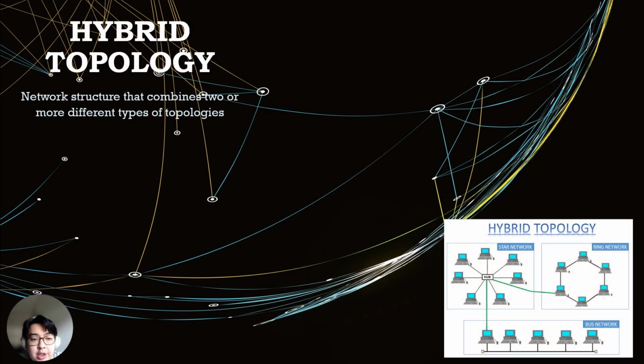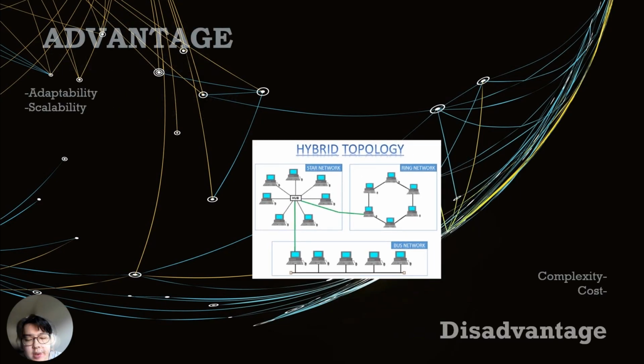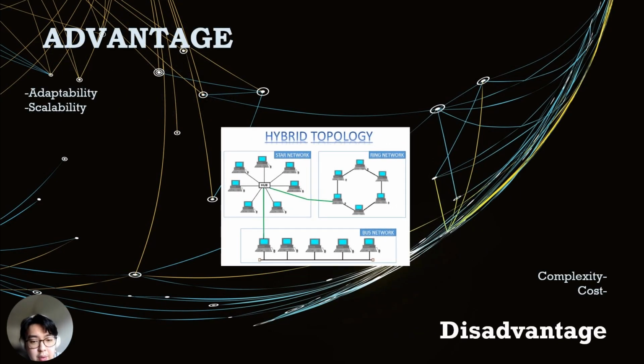Hybrid topology is a network structure that combines two or more different types of topologies, mainly used for enterprise networks, like a large corporate. For example, a main office might use a star topology and connect to a branch office that is using a ring and a star topology, and it could be connected back with a mesh of routers for redundancy.